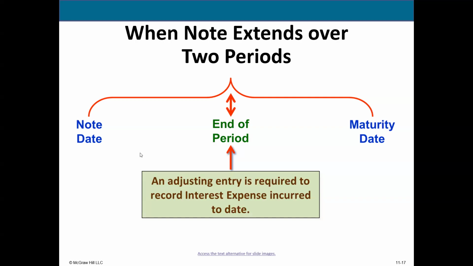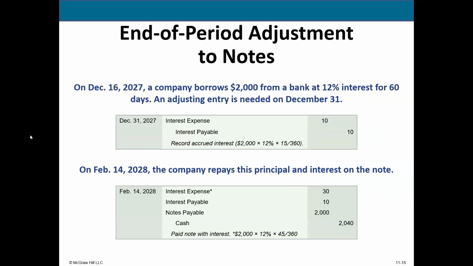So that happens as well. So here we have that example. Let's say we borrowed that $2,000, but it was executed on December 16th, 2027, and it covers 60 days. It matures or is due on February 14th, 2028. The company's fiscal year ends December 31.